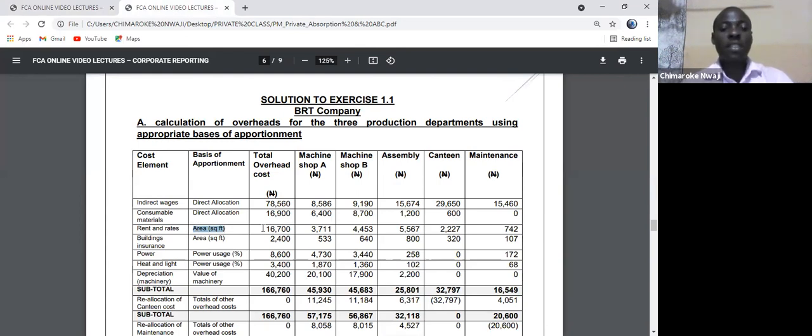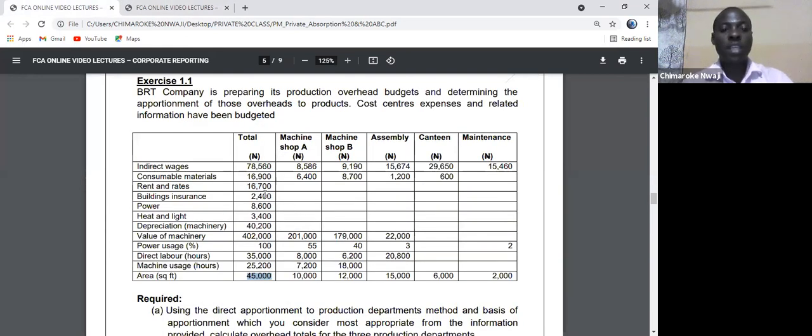So this is the 16,700, which is the total cost here. How do we spread this cost down to all of these? So look at what we'll do. Let's try that of machine A. For machine A, the total area for machine shop A is 10,000 square feet. So you say 10,000 divided by the total area of 45,000, multiplied by this cost of 16,700, and that will give me 3711.